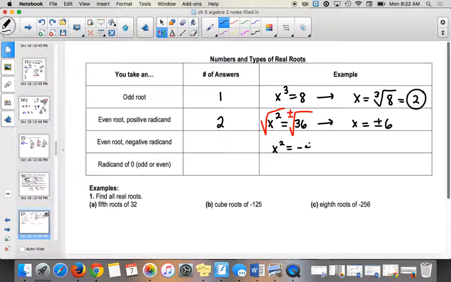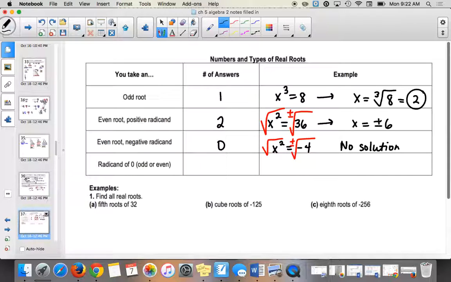Yeah, there's no real answers, right? You can't take the square root of a negative number. You can't say some number times itself gives you negative 4. It doesn't work, right? So the number of real answers is 0. So that would be no solution. We are going to talk about imaginary solutions eventually, but right now, no solution.